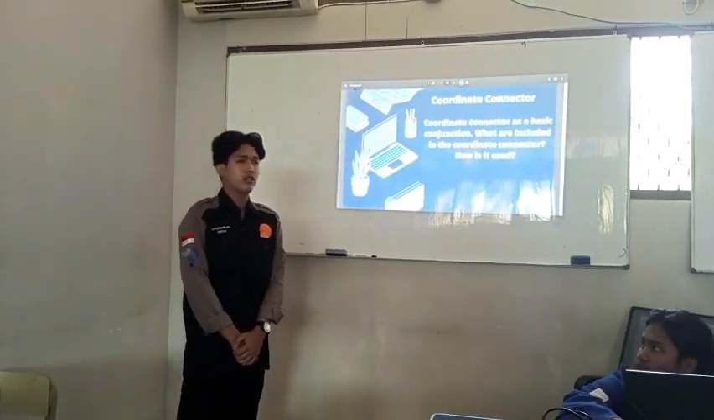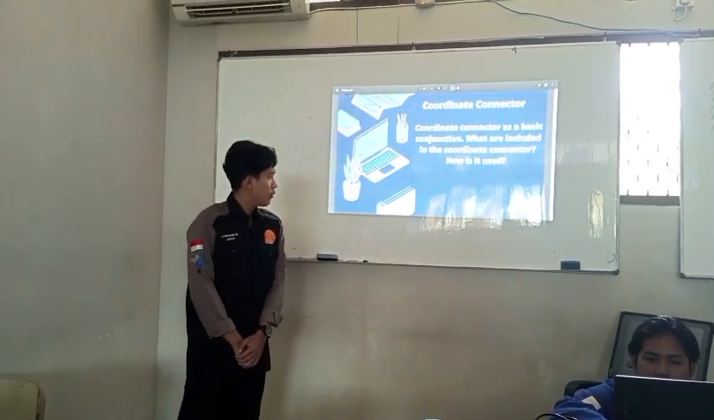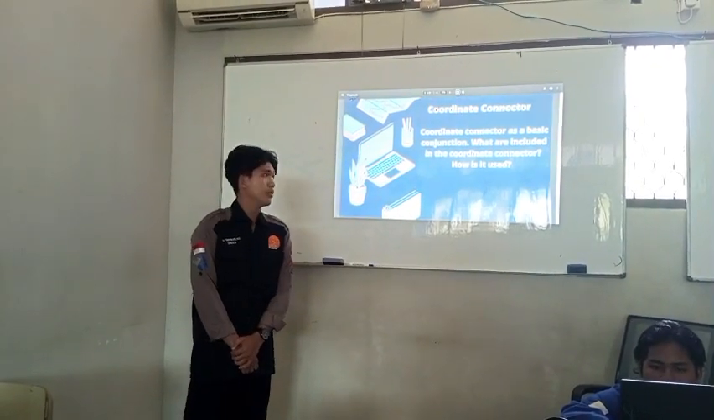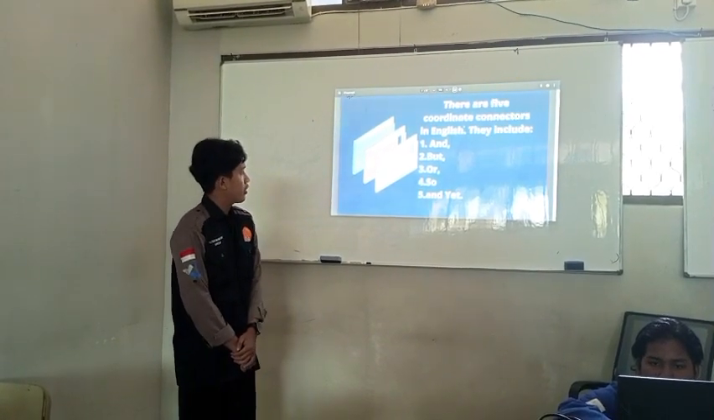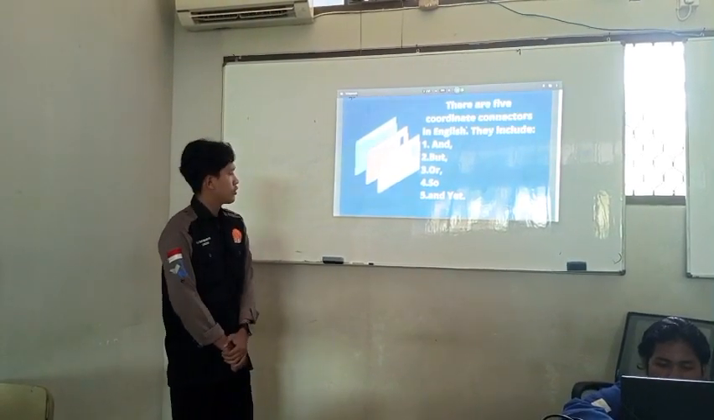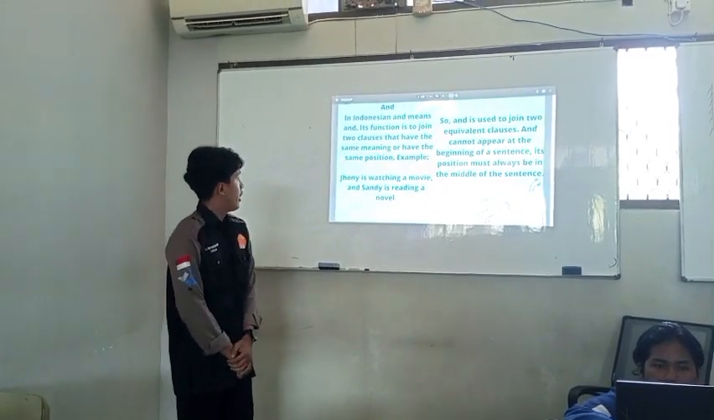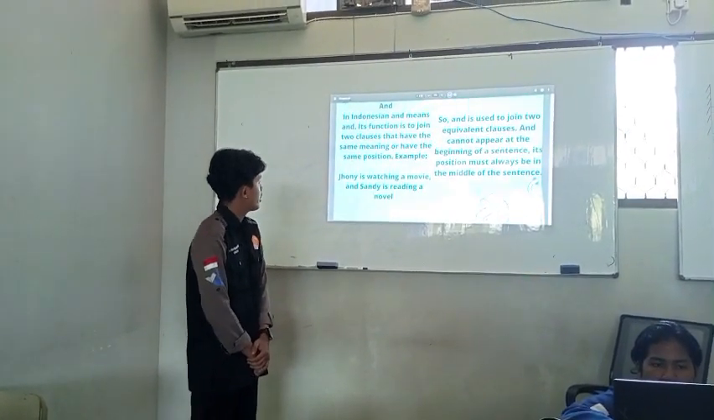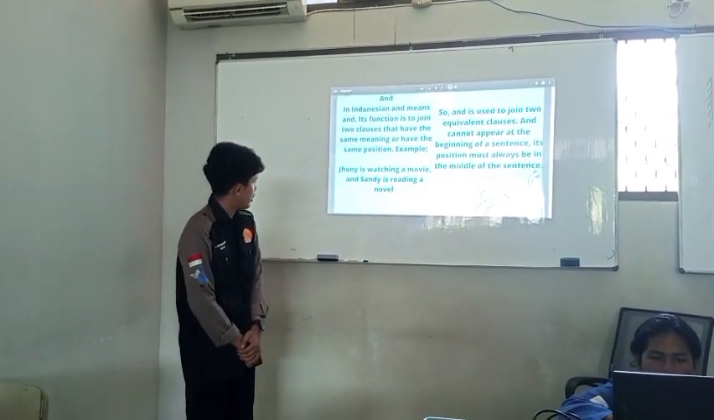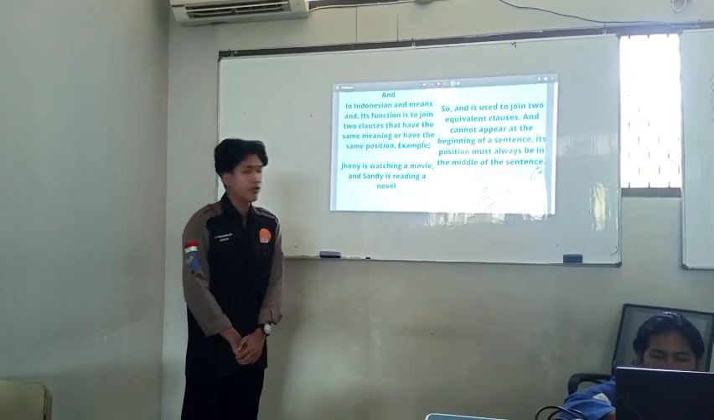Okay, coordinate connector. As a basic conjunction, what is included in the coordinate connector? How is it used? There are 5 coordinate connectors in English. They include and, but, or, so, and yet. And, in Indonesian dan, its function is to join two clauses that have the same meaning or have the same position. Example: Johnny is watching a movie and Sandy is reading a novel.